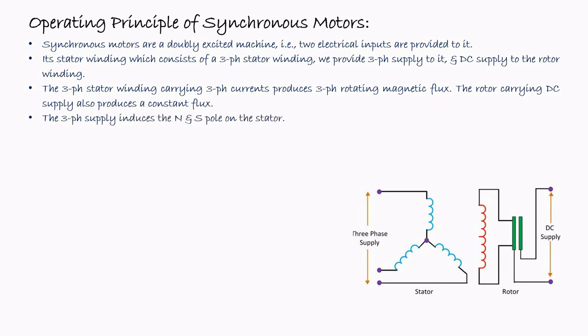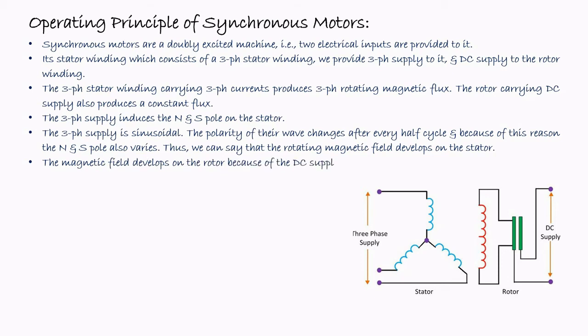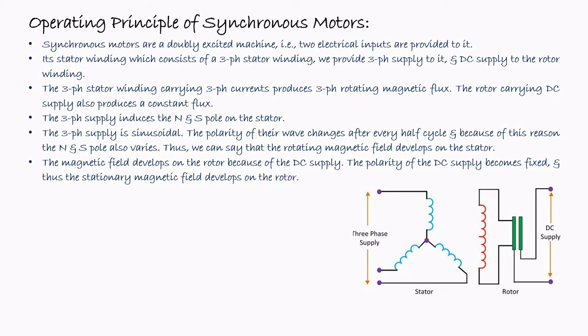This three-phase supply induces the north pole and south pole on the stator. The three-phase supply is sinusoidal. The polarity of the wave changes after every half cycle, and because of this, the north and south poles also vary. Thus, we can say a rotating magnetic field is developed on the stator. The magnetic field developed on the rotor because of the DC supply is different. The polarity of the DC supply is fixed, and thus a stationary magnetic field develops on the rotor winding. The term stationary means the north pole and south pole remain fixed. The polarity will not change.